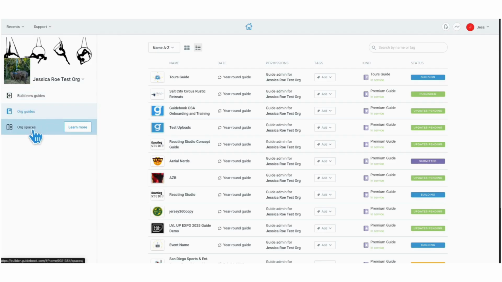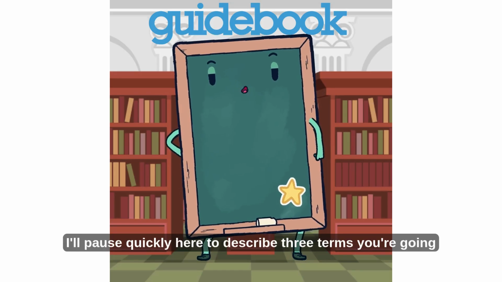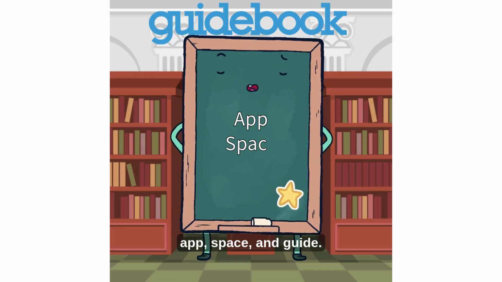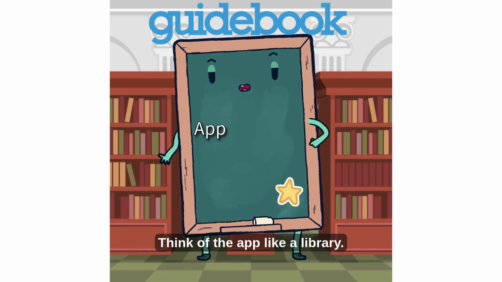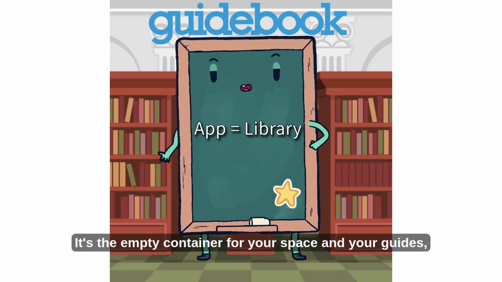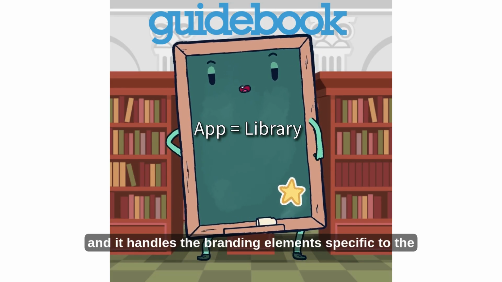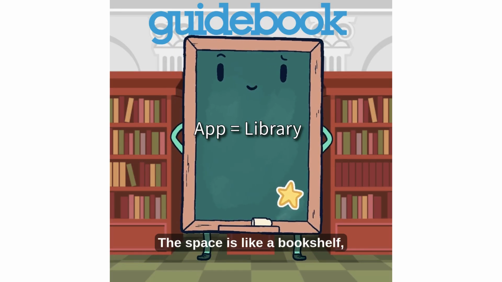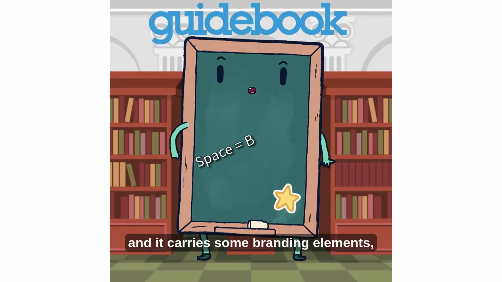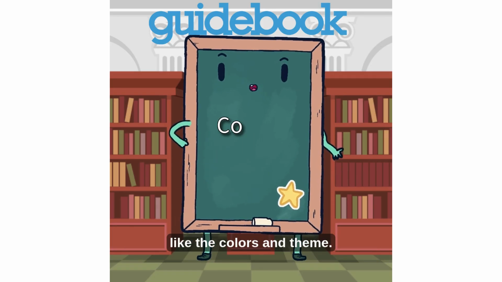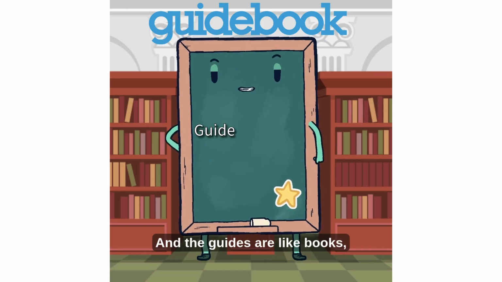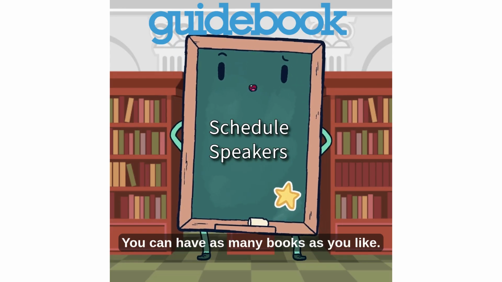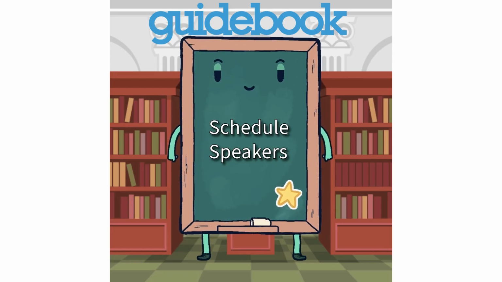If your organization has purchased a branded space or app, you'll also see an Org Spaces option on the left. I'll pause quickly here to describe three terms you're going to hear me say frequently: app, space, and guide. Think of the app like a library. It's the empty container for your space and your guides, and it handles the branding elements specific to the Apple and Google Play stores. The space is like a bookshelf, and it carries some branding elements, like the colors and theme. And the guides are like books, where resources like the schedule and speakers list will live. You can have as many books as you like.